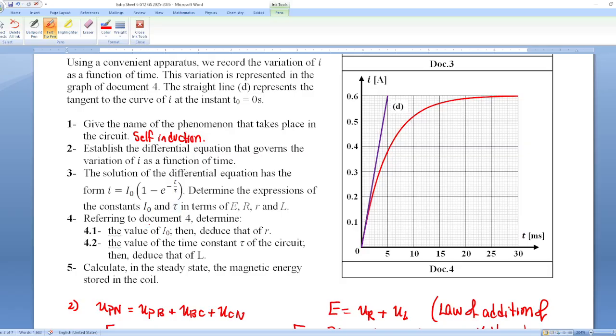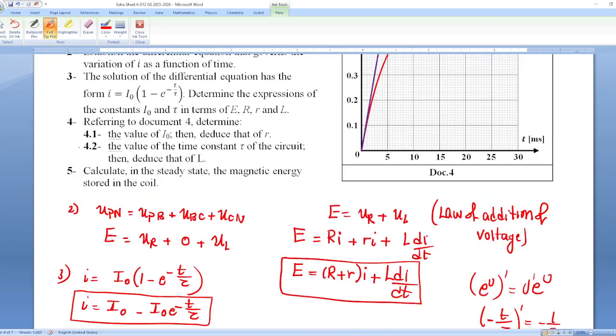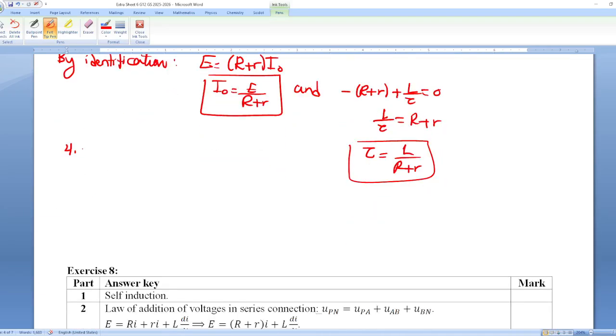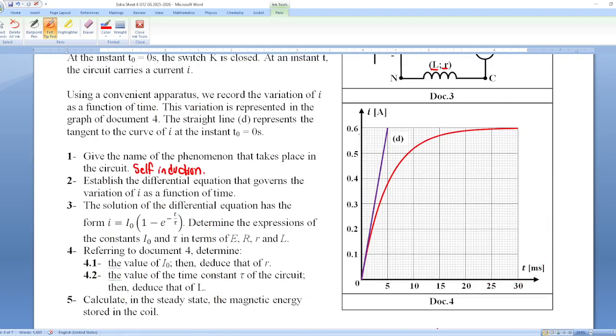I go back and notice that I0 is not at time 0; I0 is the steady state current. Why? Let's prove it. Part 4.1: we know that I equals I0 times 1 minus e to the minus t over tau. As t tends to infinity, I equals I0 times 1 minus e to the power minus infinity, which is 0. So I0 times 1 minus 0 equals I0. At the steady state, I equals I0, which is simply 0.6 A.